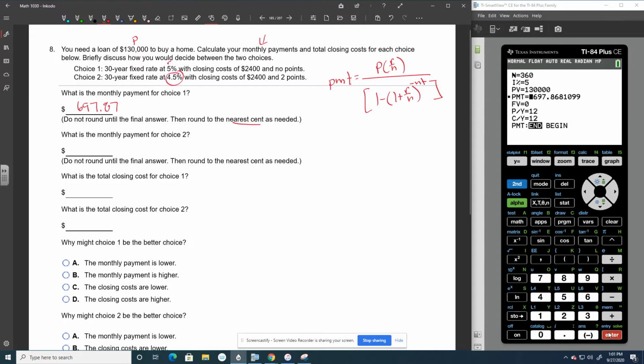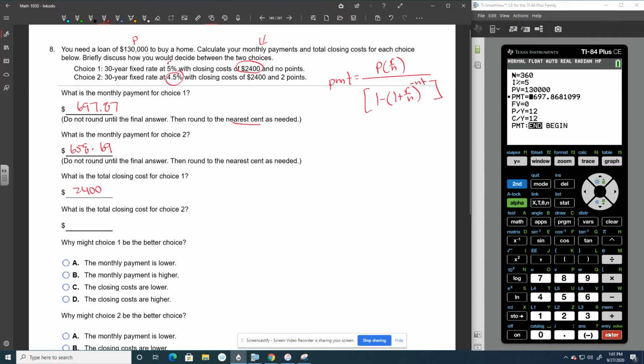if I lower my interest rate, then my monthly payment's probably going to go down. And when I plug that in, I end up with $658.69. The total closing cost for my first choice is $2,400. It tells you right there.